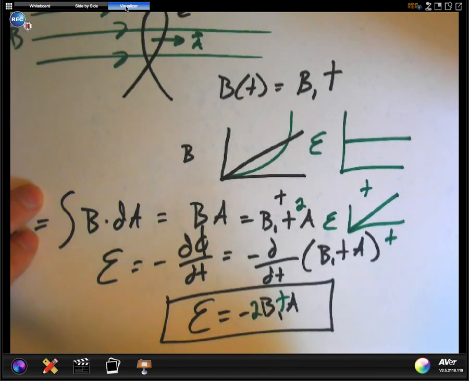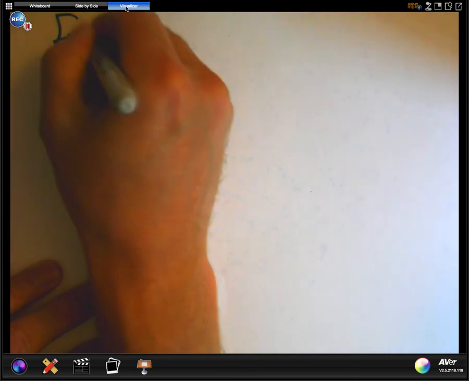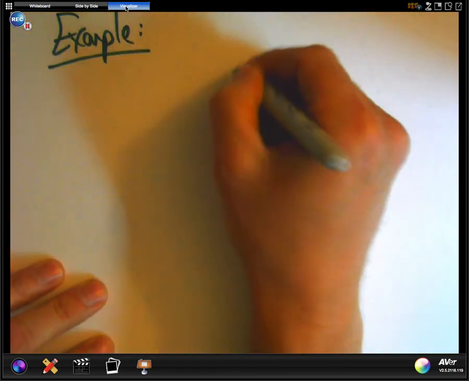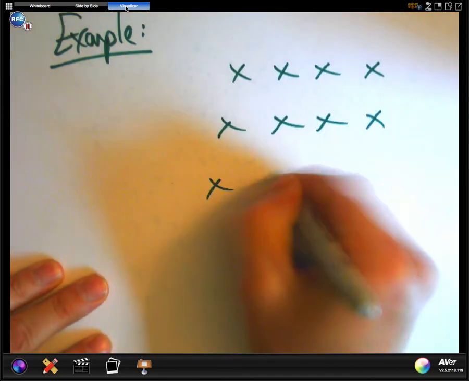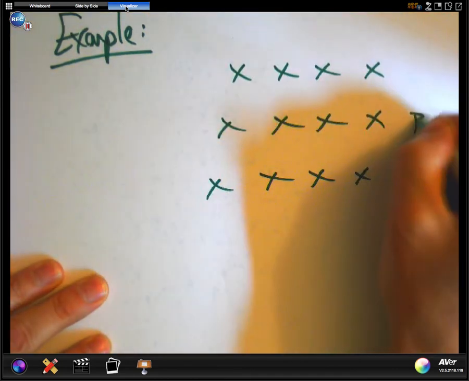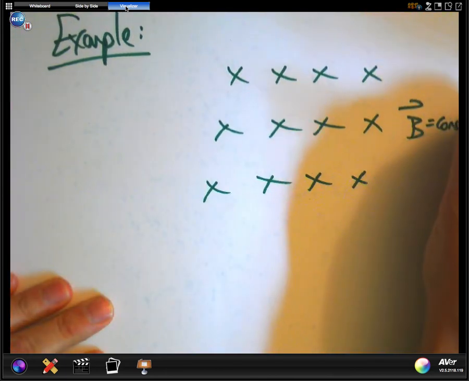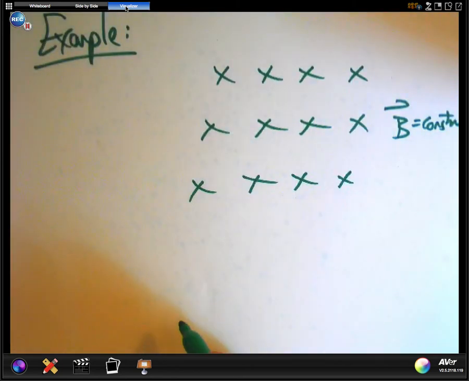Now, let me see if I can draw for you or come up with an expression where maybe it'd be a little bit more interesting. And so this is one that I've seen before. Let's say that we've got a magnetic field that's a constant that looks like this. Okay, and we'll say it's a constant just to remind ourselves. So we've got a constant magnetic field, X's are into the paper here, sitting like that.